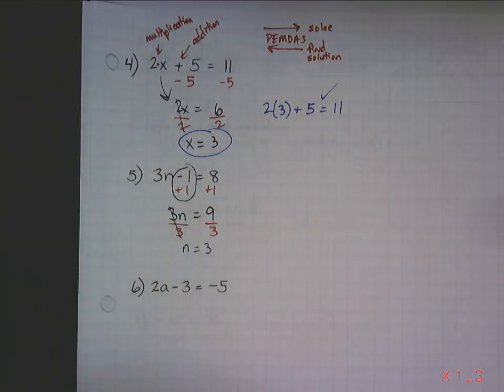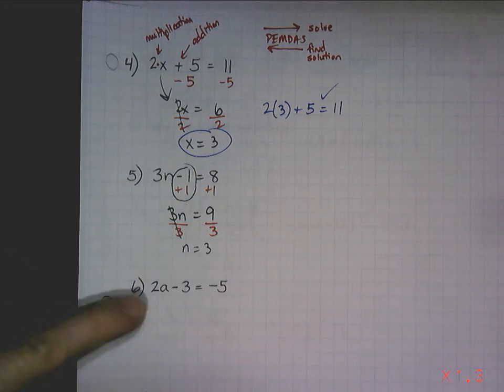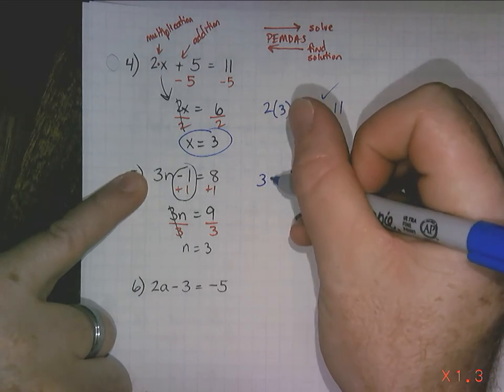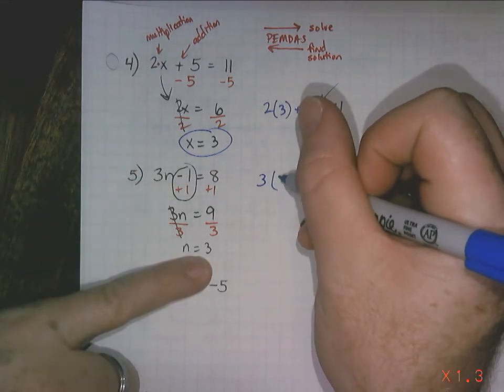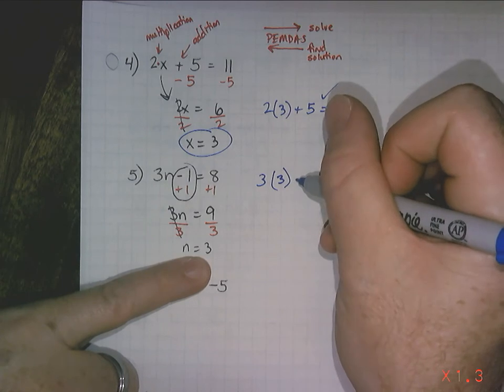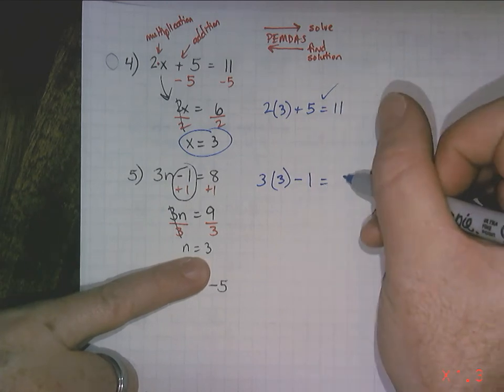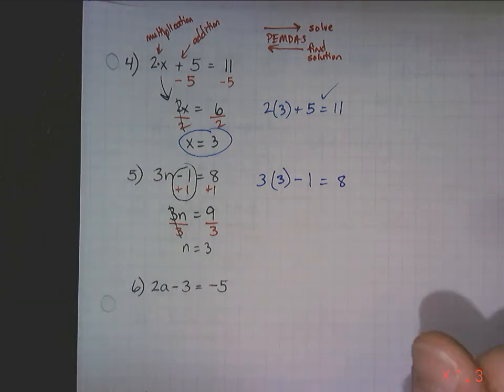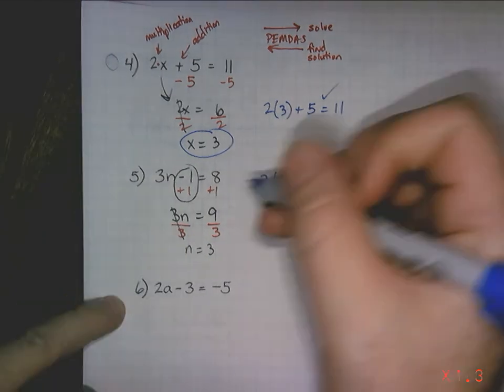And if I want to check my answer, if I want to find out if my solution is correct or not, I'm going to substitute back in. So it's going to be 3 times n, which in this case is 3. So 3 times 3 minus 1 should equal 8. And that is true. 9 minus 1 is 8. So we are good to go. That is a good solution.